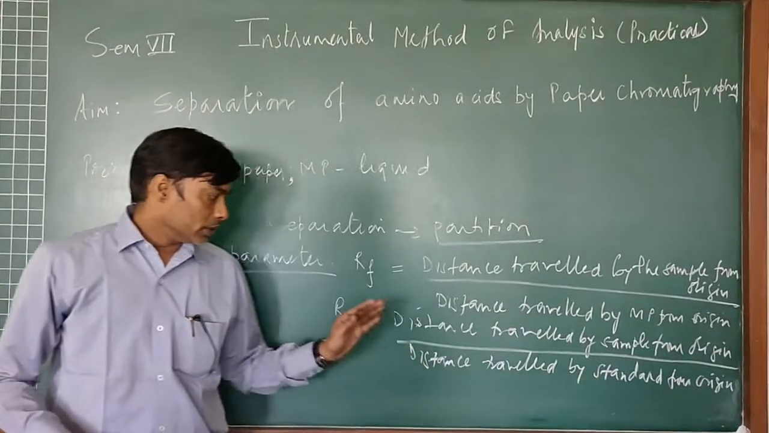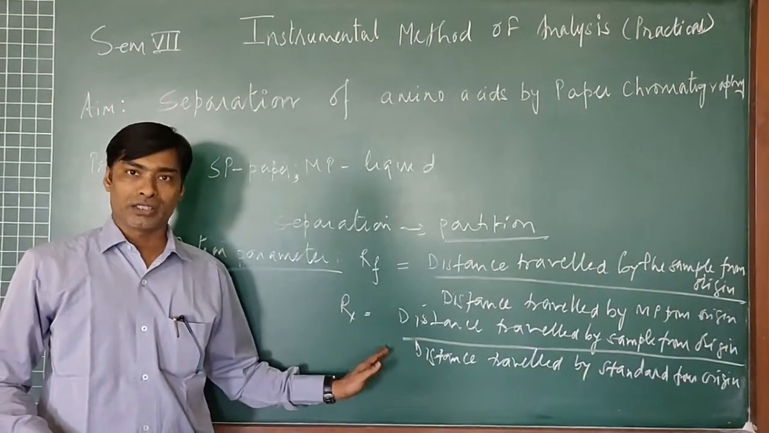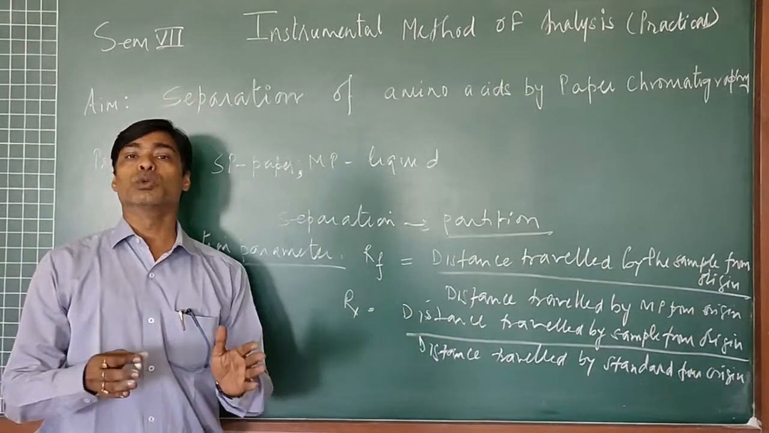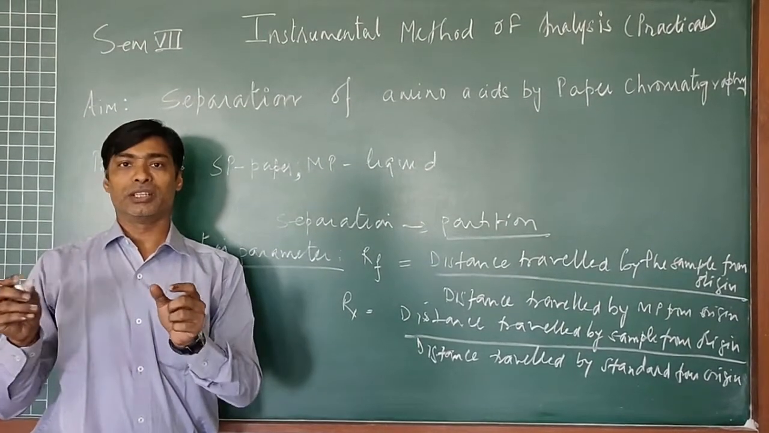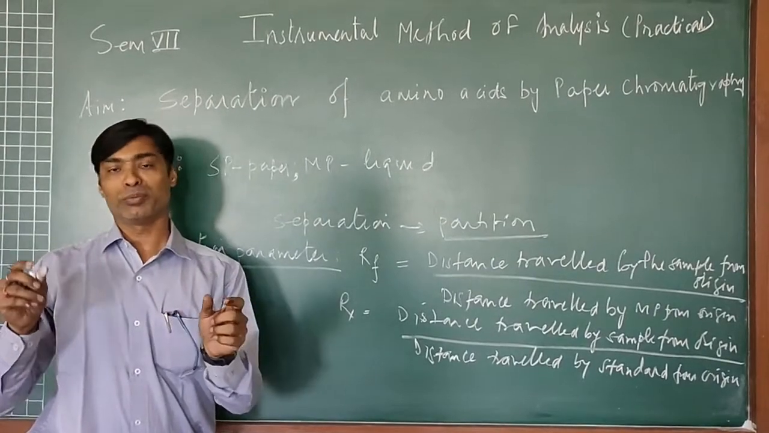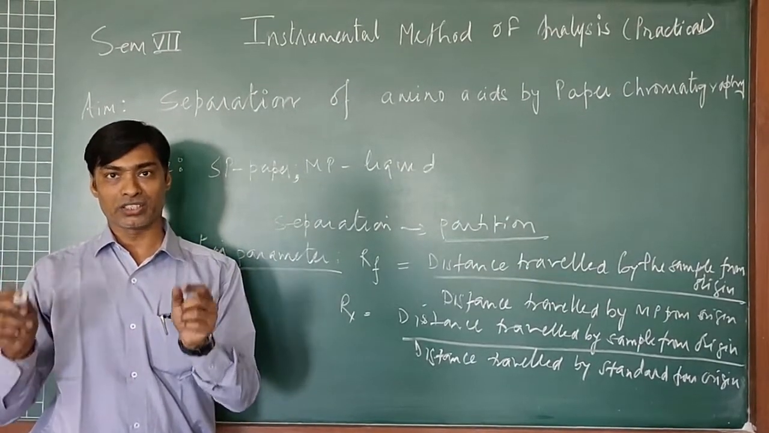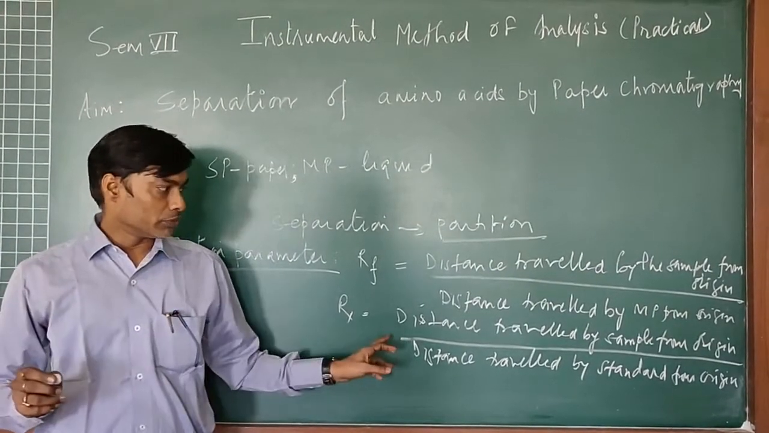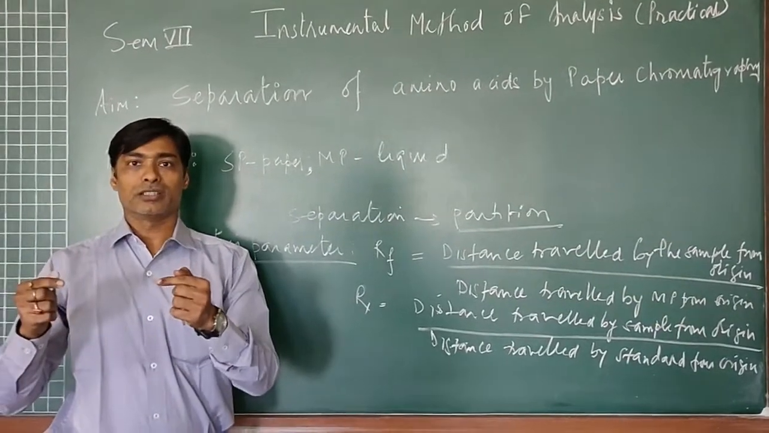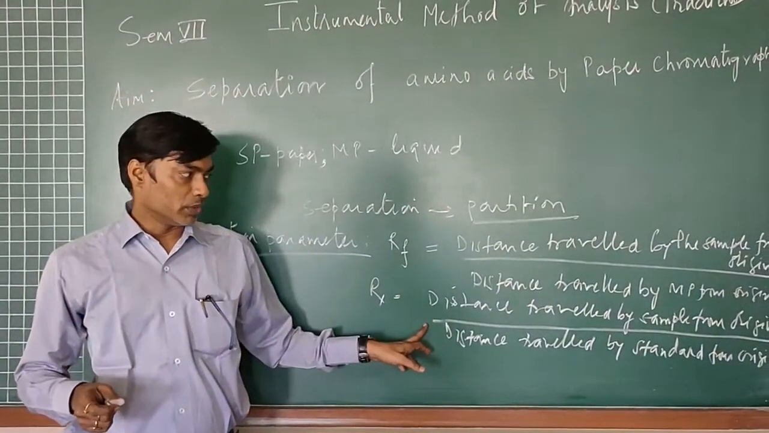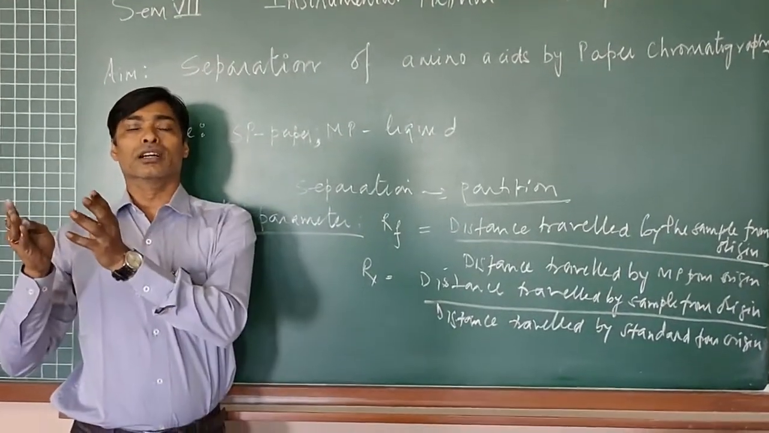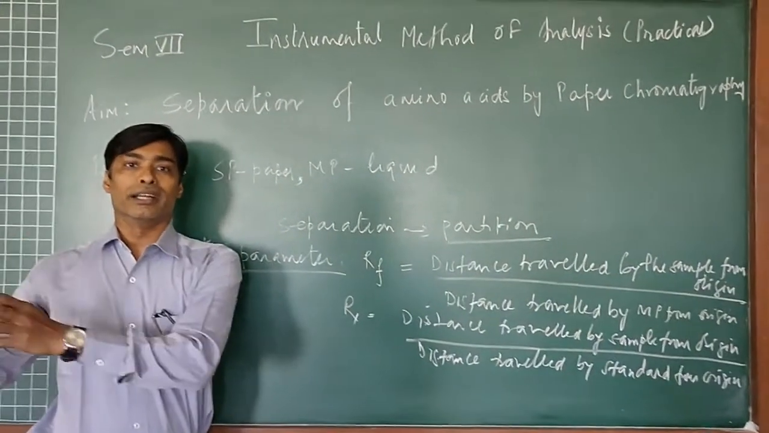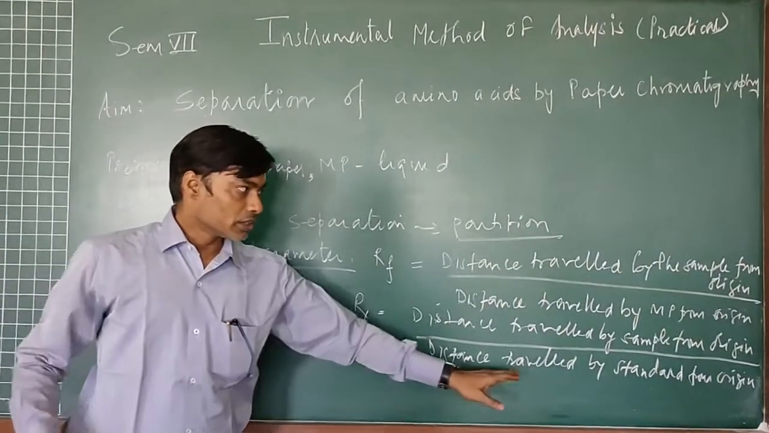Now if this value matches with the standard, then it would be very easy to identify the unknown compound. If the distance traveled by the unknown sample as well as the standard remains the same, or after calculation we find that the distance traveled is similar to the distance traveled by the standard, we can say the unknown compound is identified as the standard one.